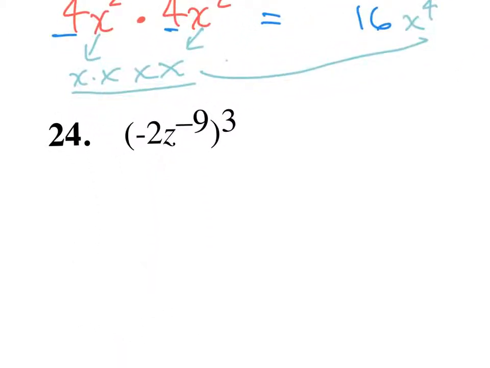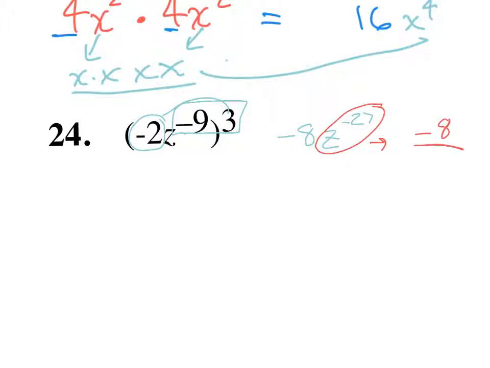All right. This is telling you there are 3 sets of this. If you use the shortcut, you would say negative 2 to the power of 3, which is negative 8, and z to the power of negative 9 multiplied by 3 is negative 27. Power to power, multiply the exponents. So when you have that, you realize that the exponent that's negative is the z. Negative 8 is just a negative number. It's not the negative exponent. Negative 27 is the negative exponent. So negative 8 remains where it is, and z to the negative 27 comes down to the bottom and becomes positive.